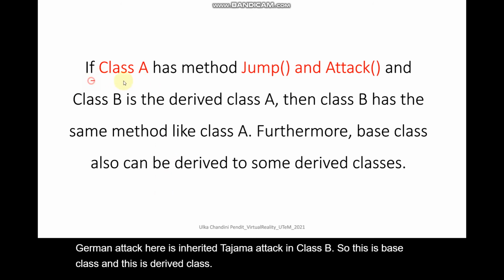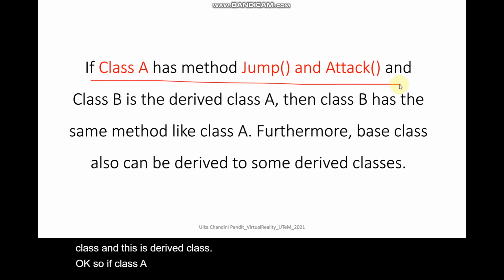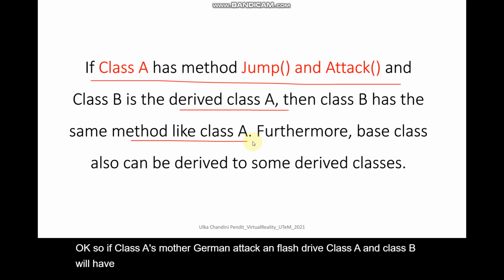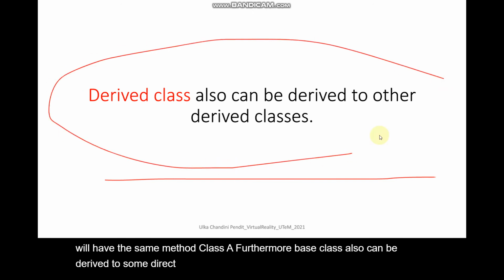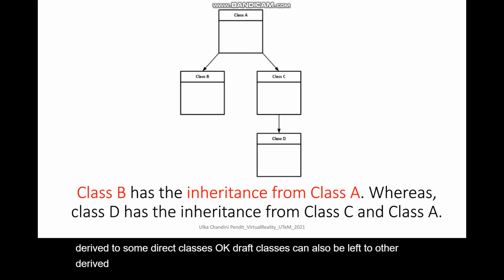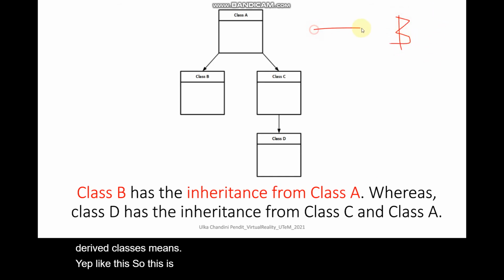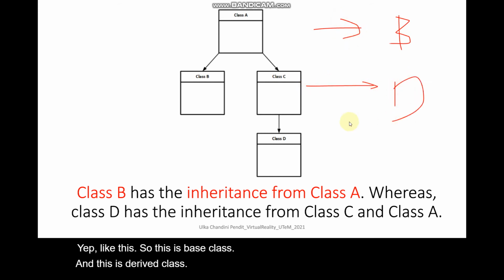Okay, so if class A has methods jump and attack, and class B is derived from class A, then class B will have the same methods as class A. Furthermore, a base class can also be derived into several derived classes. Derived classes can also be derived into other derived classes, like this. So this is the base class and these are the derived classes.